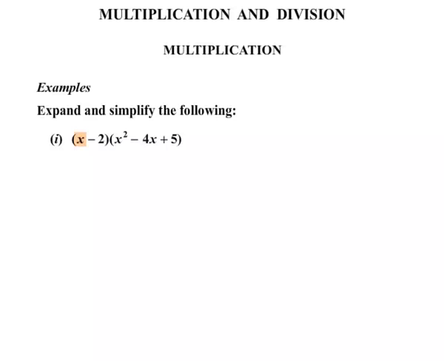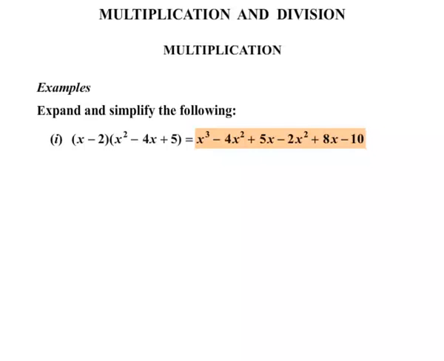Well, starting with the first term in the first brackets there, the x is going to multiply by each of the terms in the next bracket. So x times x squared is x cubed, x times minus 4x is minus 4x squared, and then x times 5 is plus 5x. So we've done that x in the first brackets there. Let's move on to the minus 2, multiplying by each of the terms in the next. So minus 2 times x squared, minus 2 times minus 4x, then minus 2 times positive 5.